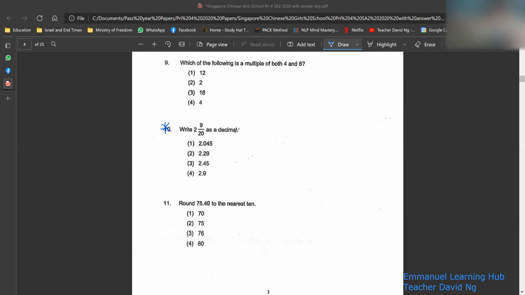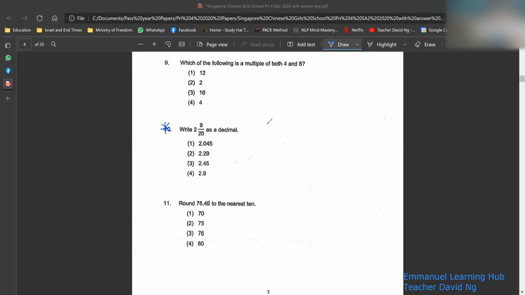To know what is 2 point what, you have to use 9, because 9 over 20. Remember I told you this line. What does this line stand for? Divide. The line stands for divide. So what must you do to find the decimal? Make a good guess. 9 divided by 20. Very good. 9 divided by 20.